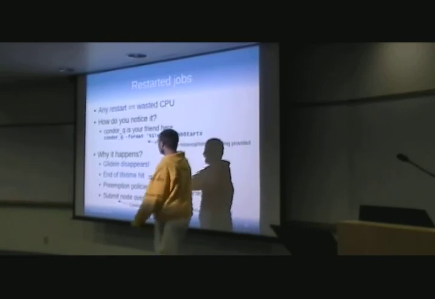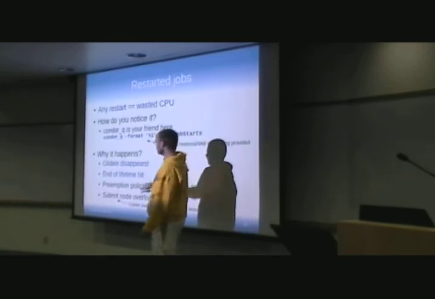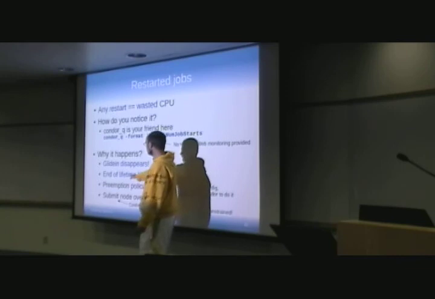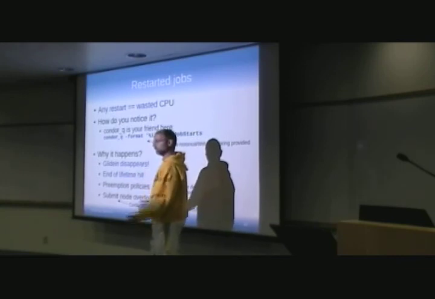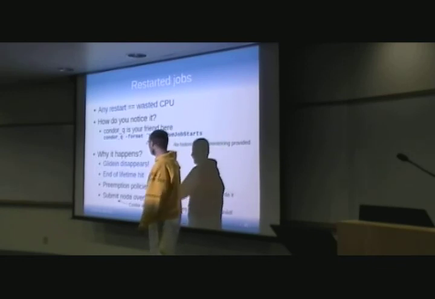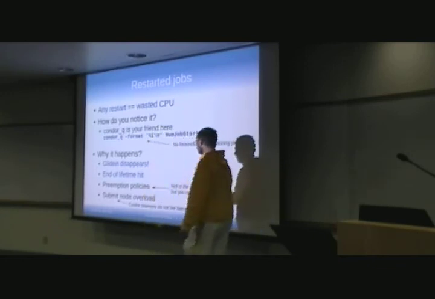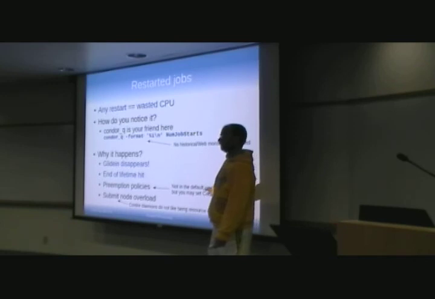Why does it happen? Well, glideins disappear for whatever reason. We discussed this already. You have hit the end of lifetime, because we said glideins have limited lifetime. You have preemption policies turned on. By default, we don't, but if you do, expect restarted jobs, because that's what preemption is all about.